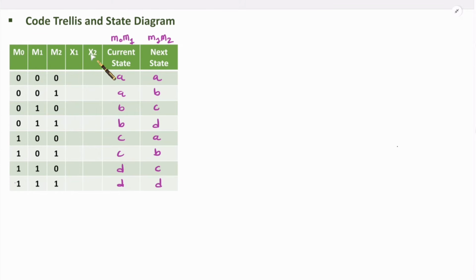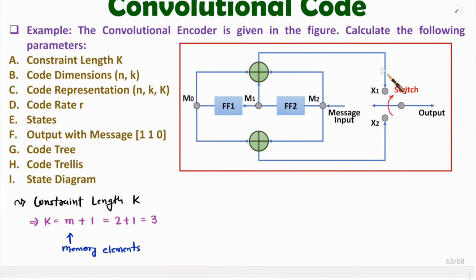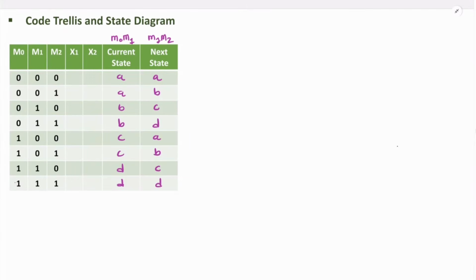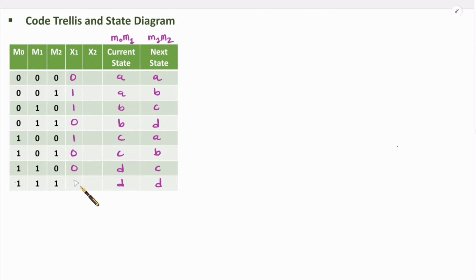See output X1 and X2 that one can understand based on this connection. See this X1 that is M0 plus M1 plus M2. So let me explain X1 calculation first. X1 is addition of these 3 bits. So 0, 0, 0 gives 0; 0, 0, 1 gives 1; 0, 1, 0 gives 1; 0, 1, 1, 2 ones are there, means 0; 1, 0, 0 gives 1; 1, 0, 1, 2 ones are there, means 0; 1, 1, 0, 2 ones are there, means 0; and triple 1 gives 1. If you have odd number of ones, then XOR operation is 1.